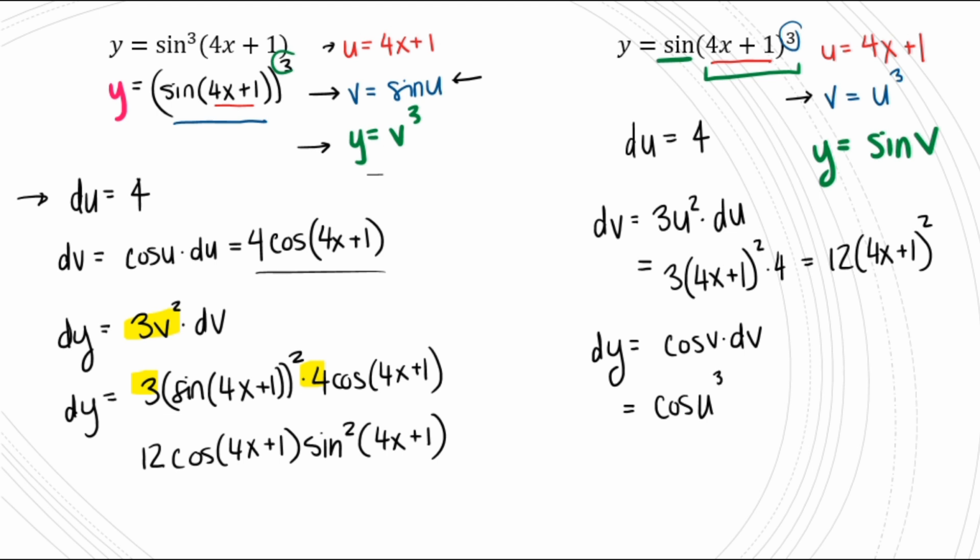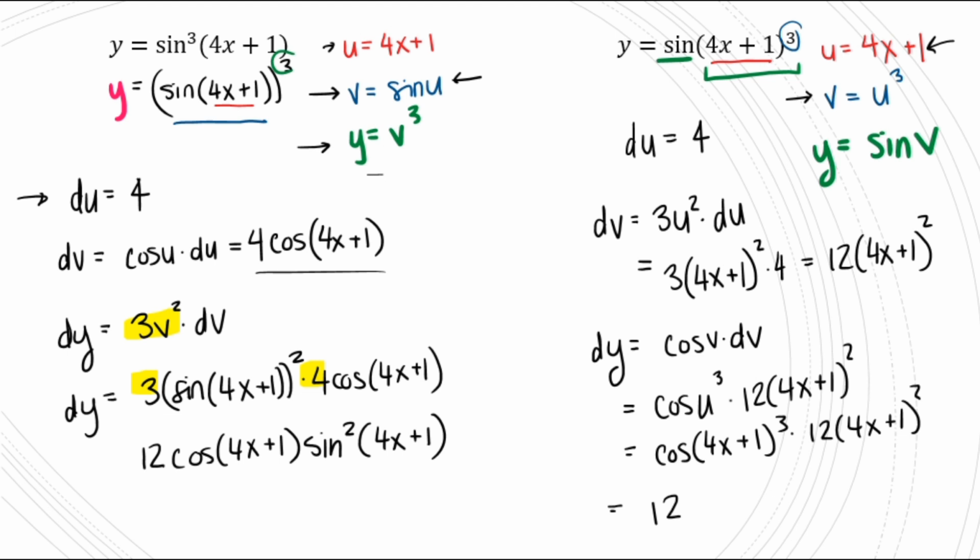And then we're going to multiply that by dv, which we have numbers for already. So let's replace u with 4x plus 1, which is what it is. Cos 4x plus 1 cubed onto 12 times 4x plus 1 squared. And let's clean everything up so it's more readable. Put the 12 in front. Let's put the 4x plus 1 in front as well. Make sure it's squared, and then cosine 4x plus 1 cubed.